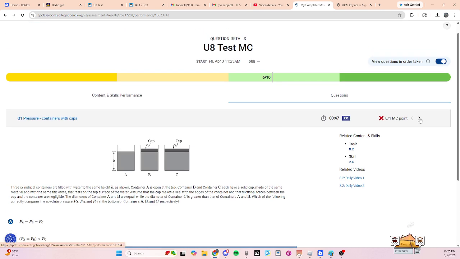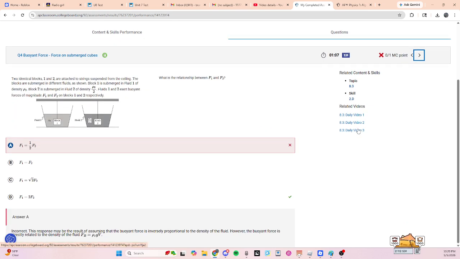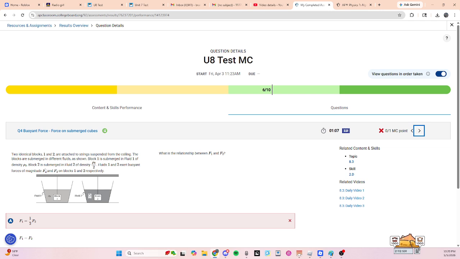Okay, then next question. Two identical blocks, 1 and 2, are attached to springs suspended from the ceiling. The blocks are submerged in different fluids, as shown. Block 1 is submerged in fluid 1 of density ρ0. Block 2 is submerged in fluid 2 of density ρ0/2. Fluids 1 and 2 exert buoyant forces of magnitude F1 and F2. What's the relationship between F1 and F2?